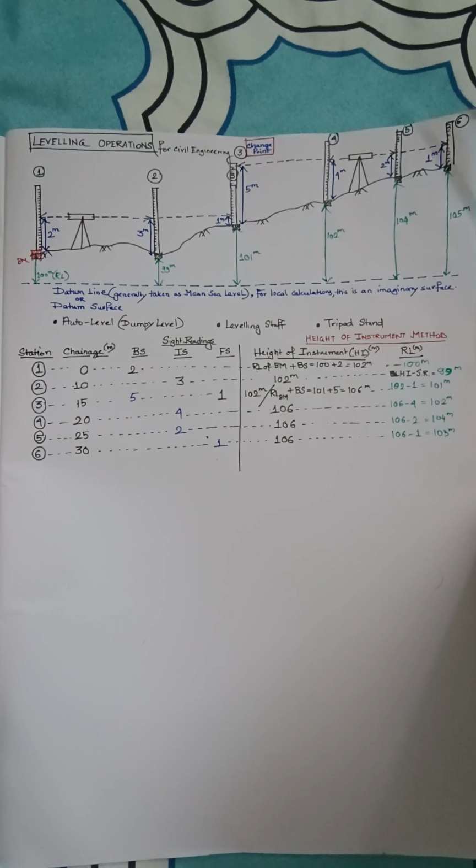I hope that I made myself clear to my viewers with this discussion. This is how you sort the relative level and the reduced level calculations on the ground surface with the height of instrument method. In the next video, we are going to discuss how the same thing can be achieved with the help of the rise and fall method. So we will meet again in the next video.